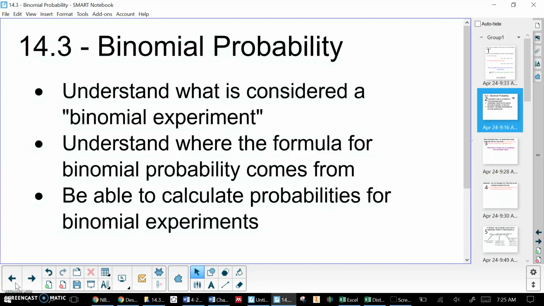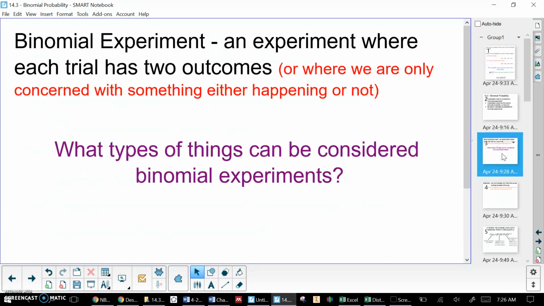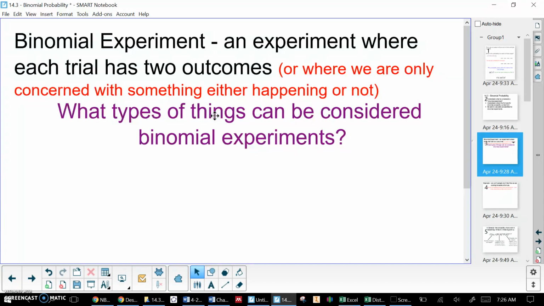Today we're probably not going to talk about where the formula comes from, but if we want to do that tomorrow, we certainly can. And we're going to talk about how we use the formula for a binomial experiment to calculate these probabilities. So, first of all, what is a binomial experiment?